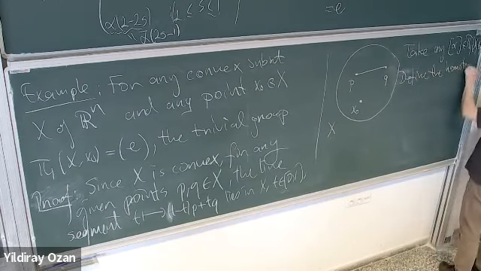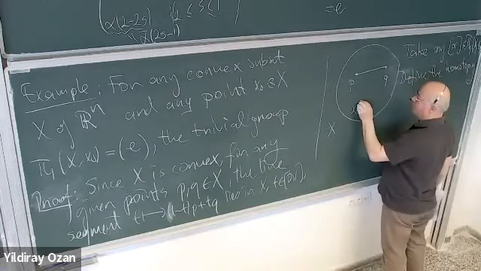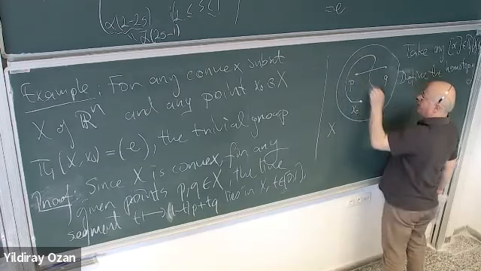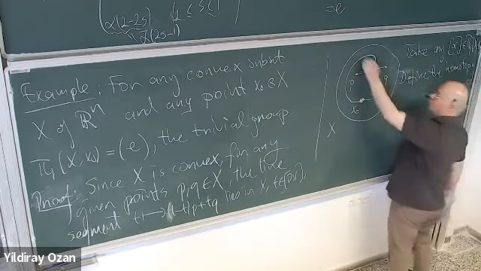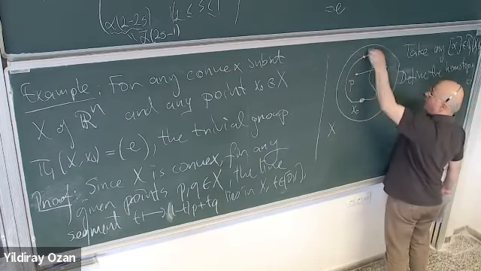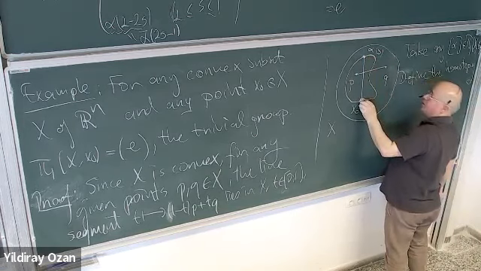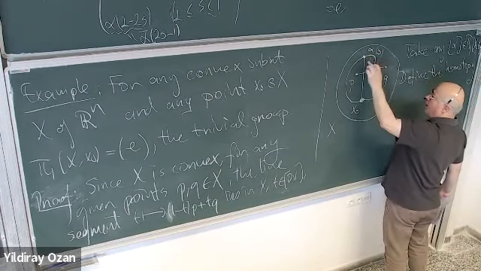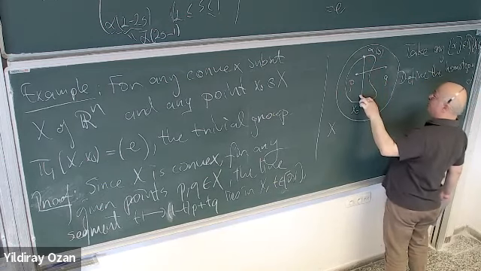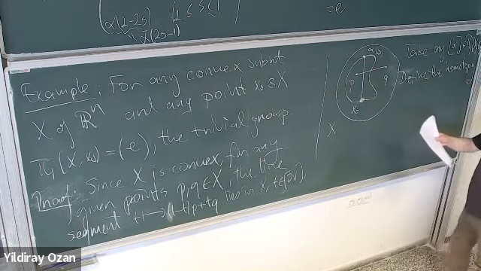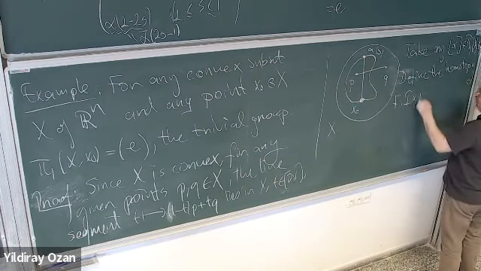Homotopy. Which homotopy? Whenever you have a path starting and ending at this point, I can just join the point alpha of s to this point. And I know that since the set is convex, this line segment lies inside X. Therefore, this is a well-defined map.